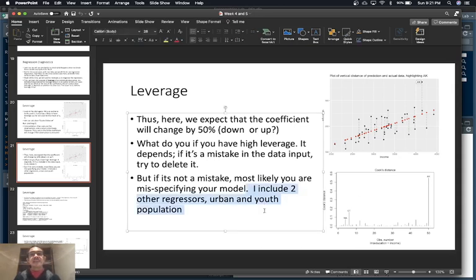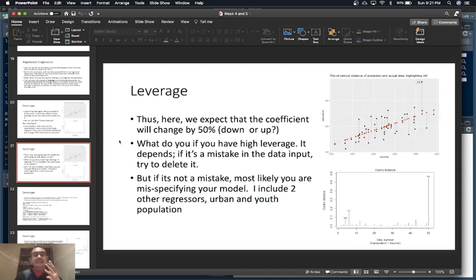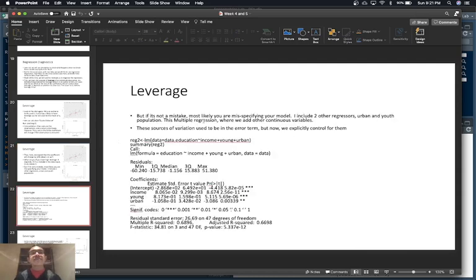Specifically, there are two other regressors in the Anscombe dataset, urban and youth. You might think to yourself, it's possible that Alaska has a high education spending per capita because they also have a lot of young people in the population. So maybe that will help explain this residual. This residual is really about a variable which should be there, but isn't. Those are examples of misspecification.